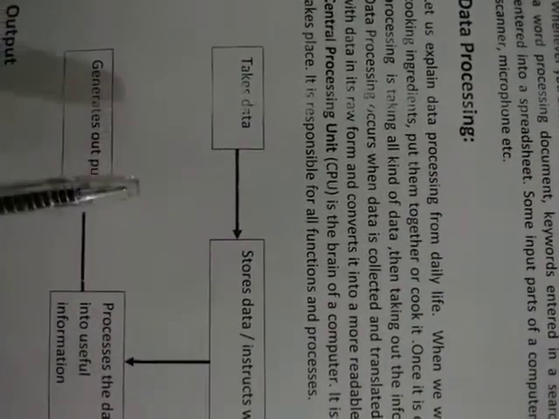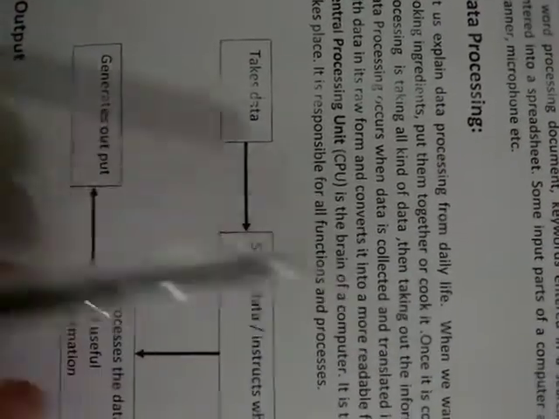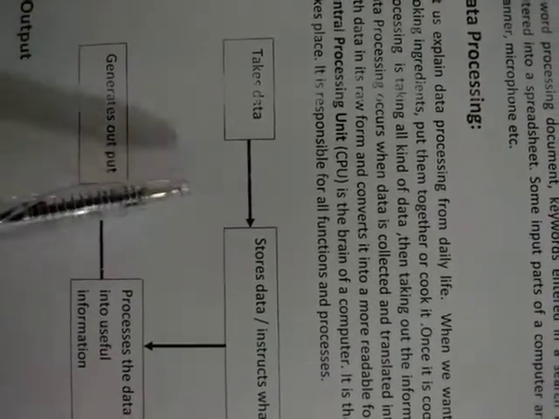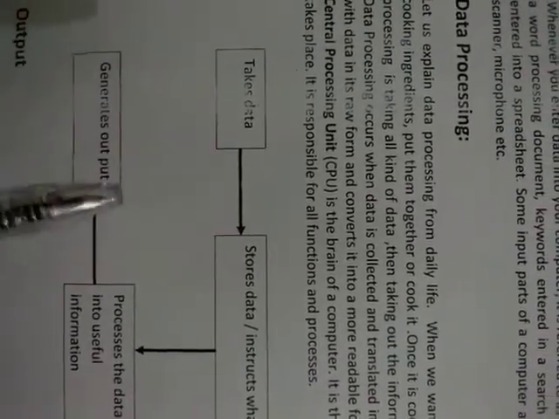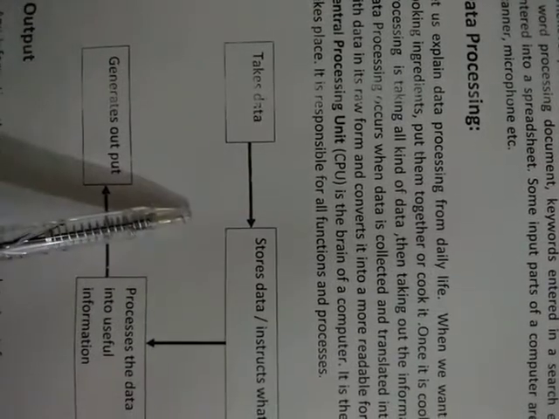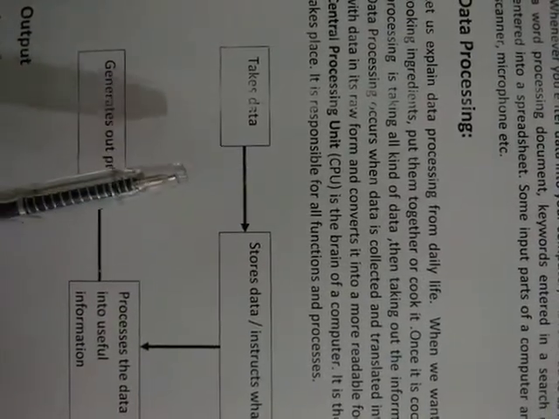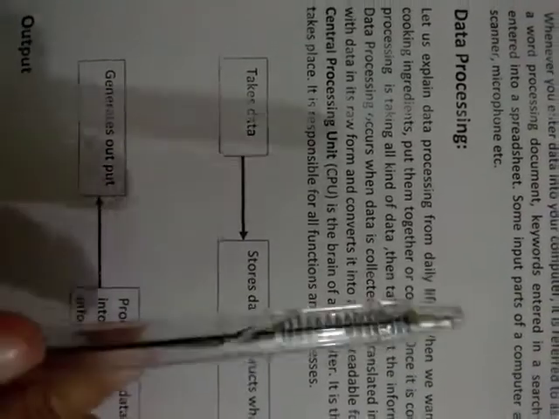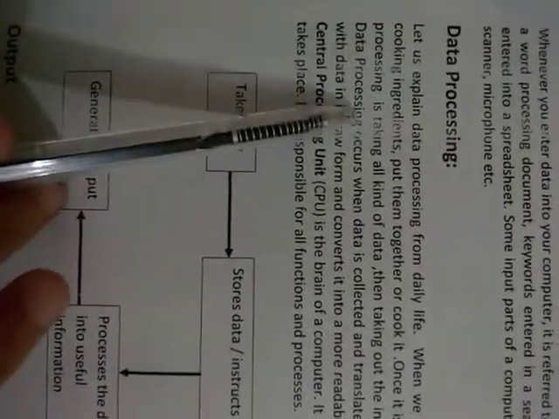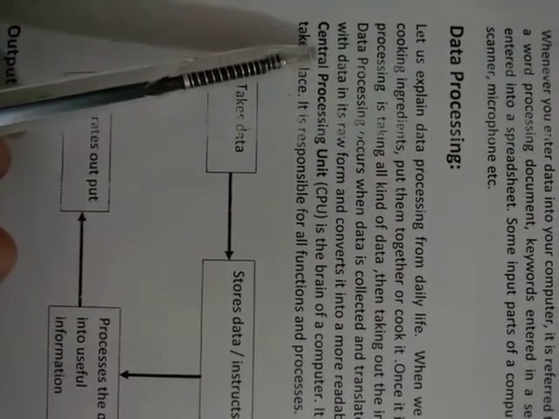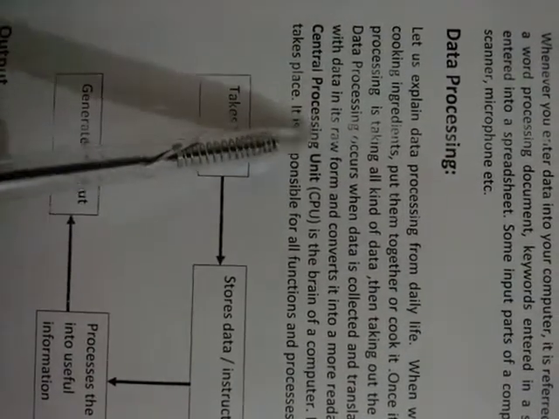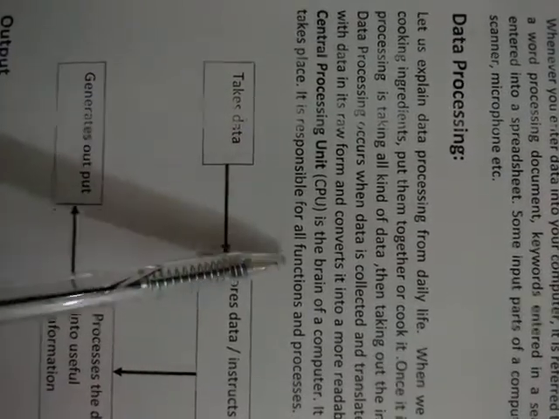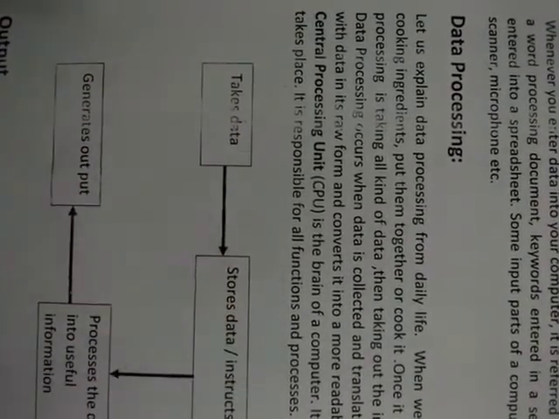So students, it's time to understand all the important points. In simple words, the computer takes information as an input. The computer collects this information and translates it into usable information. This process is called data processing, and this processing is carried out in the central processing unit. The central processing unit is responsible for all functions and processes.